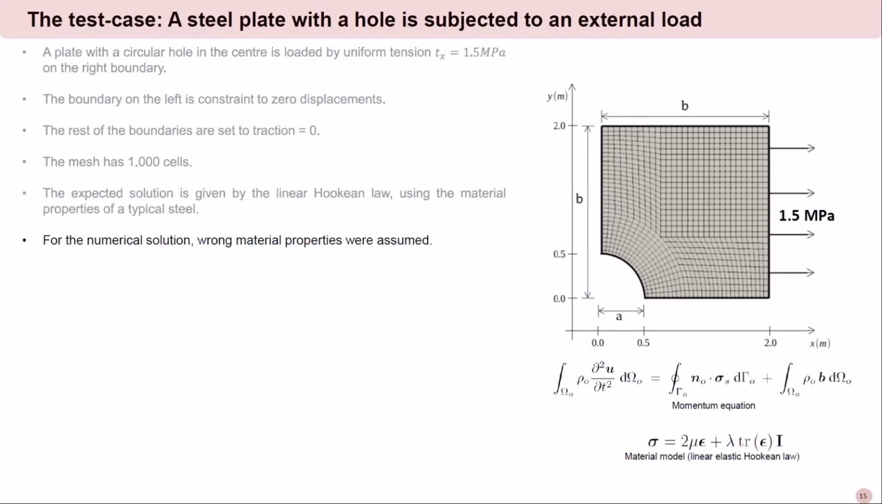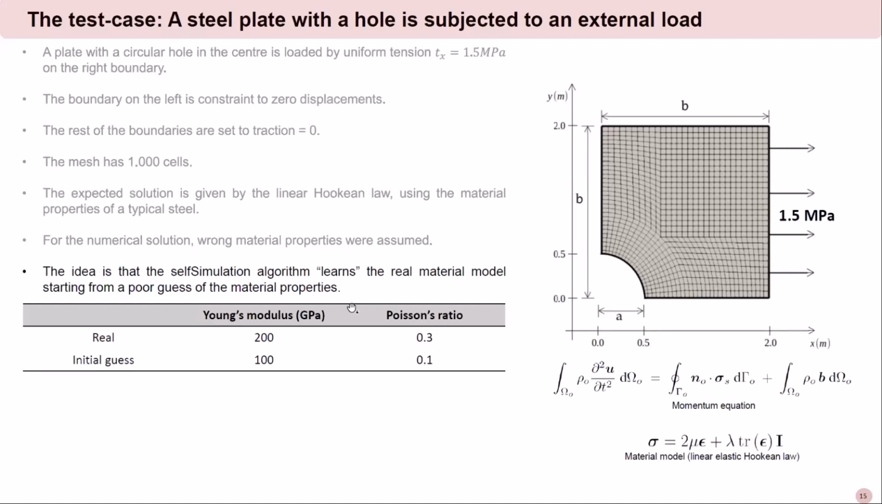So we're assuming that the material is a typical steel, but for creating the initial set of strain-stress pairs, we gave it really wrong material properties. You can see them here. The first machine learning model, the one with which we start the autoprogressive algorithm, or the data for training it, was generated with these values: 100 gigapascals and 0.1 Poisson's ratio for the material, and the real ones are 200 and 0.3. So we wanted to check if the autoprogressive algorithm was able to get from the initial guess to the real value.